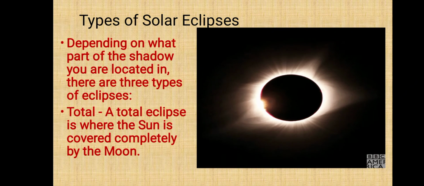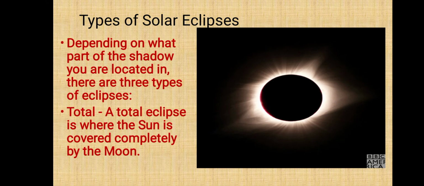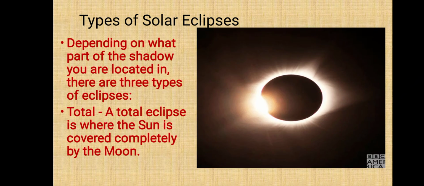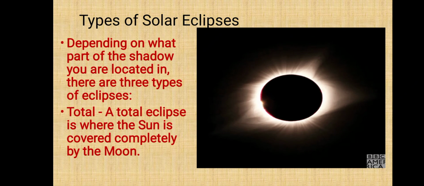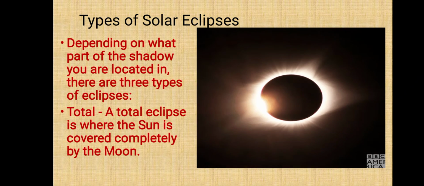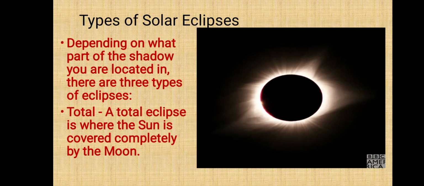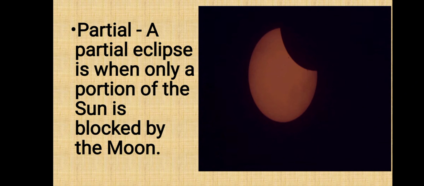And we have also come to know about two types of eclipse. First one is total eclipse, where the sun is completely covered by the moon. A partial eclipse is when only a portion of the sun is blocked by the moon.